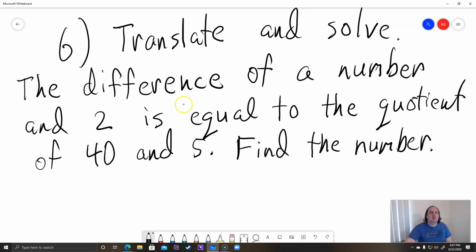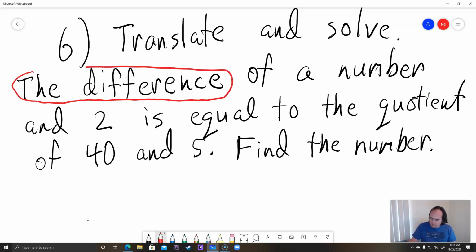All right, so this one's pretty long, just all the words. But if you remember from our table, the difference actually means subtract. So the difference means we're going to be subtracting here. It means minus. Okay, and they say the difference of a number and 2. So we're going to be subtracting a number minus 2. And you don't switch the order with difference.